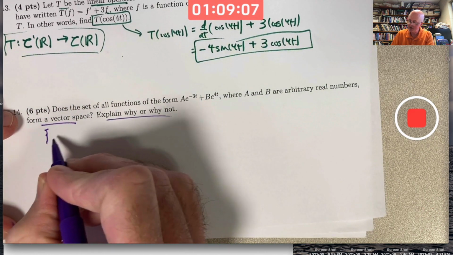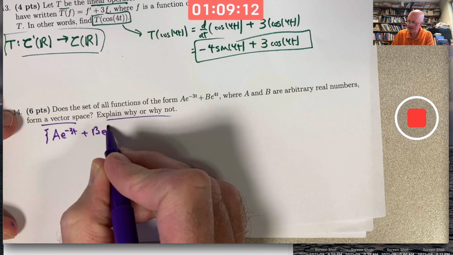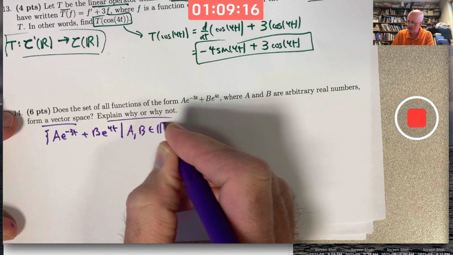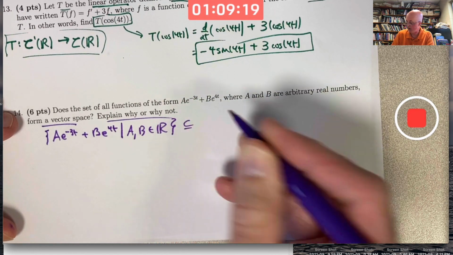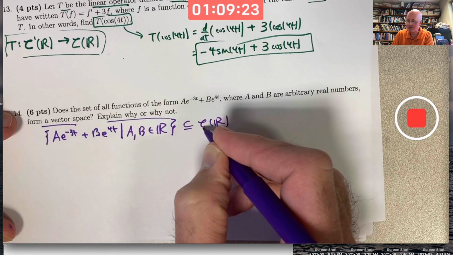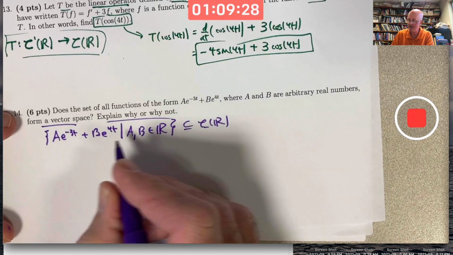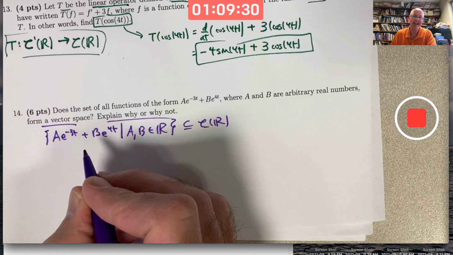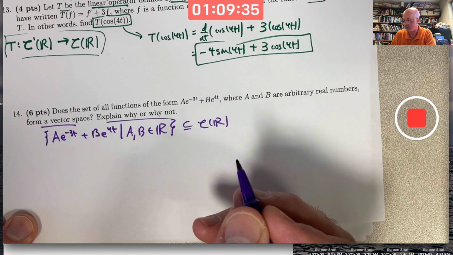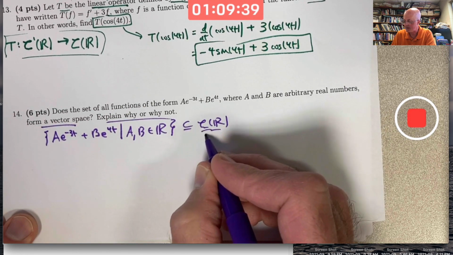The set of all such functions, the collection of all such functions, is certainly a subset of, for example, C of R, or C1 of R, or C2 of R, or C3 of R, or C infinity of R. These functions are, in fact, infinitely continuously differentiable. They have derivatives of all orders, which are all continuous functions. But it's fine to just remark this, and this is a vector space.